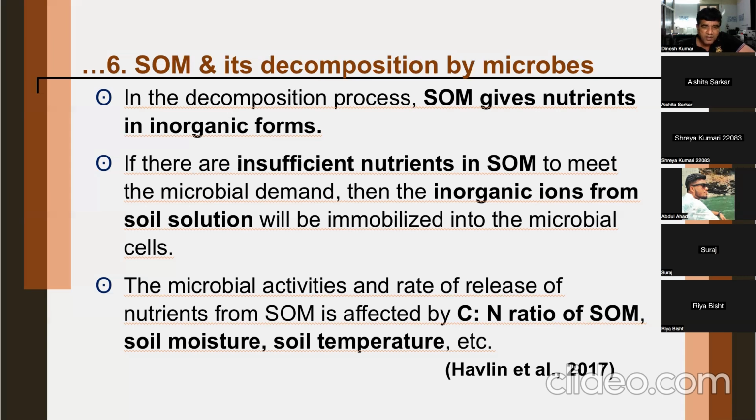Here, can anyone tell me the relationship between CN ratio and decomposition rate of organic matter? Means you have added 2 different kinds of material having different CN ratio. One is having wider CN ratio, say you have added grass residues, and the other is legume residues, which have narrow CN ratio. So under what condition will you get faster decomposition and why?